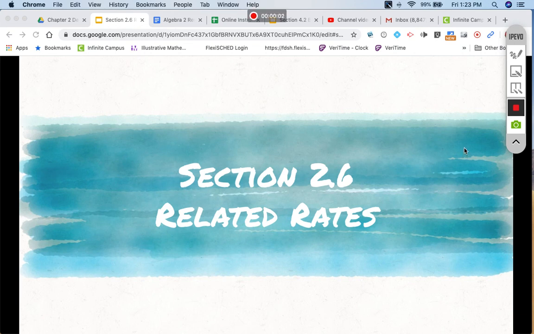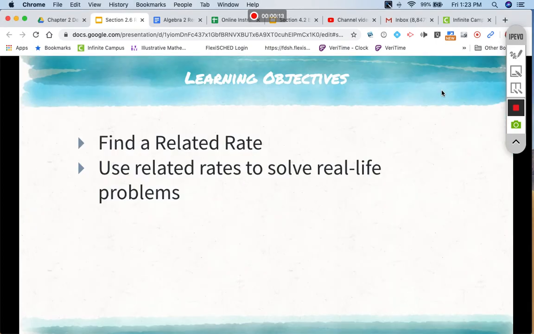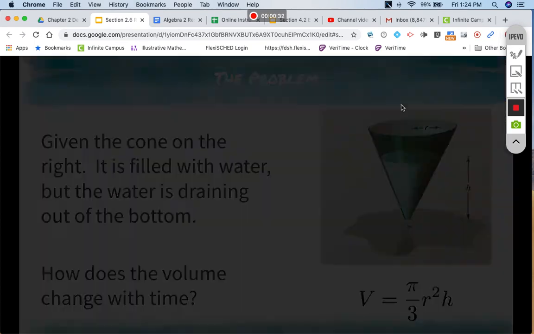So let's wrap up chapter 2 on differentiation. We're doing related rate problems. Related rate problems are problems where we have more than one rate of change going on. And how does the change of one variable affect the change of another variable? So we're going to find out what these are and use these to solve problems.